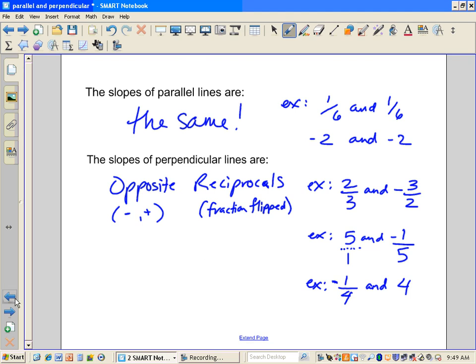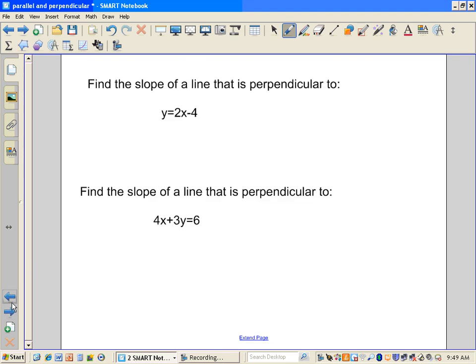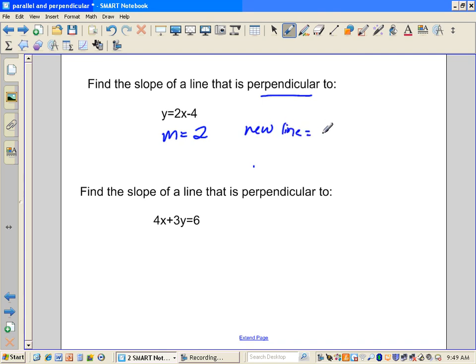So how do we apply this? Let's look at this example. It says, find the slope of a line that is perpendicular to y equals 2x minus 4. Well, the slope of this line right now is 2. If we want it to be perpendicular, that means that it has to be an opposite reciprocal. So the new line would be the opposite, so it's going to have to be negative, and the reciprocal, which means it would have to be 1/2, because this is like 2/1.